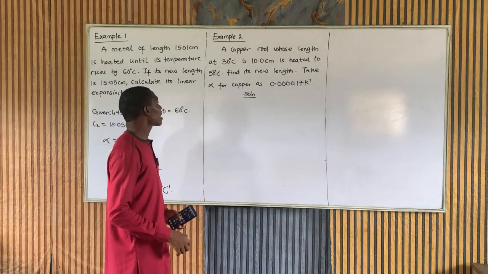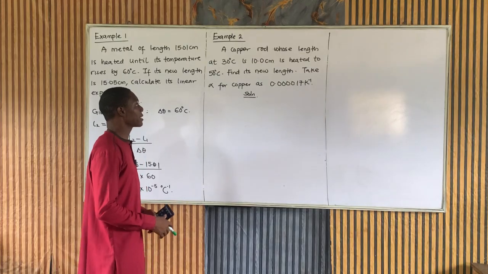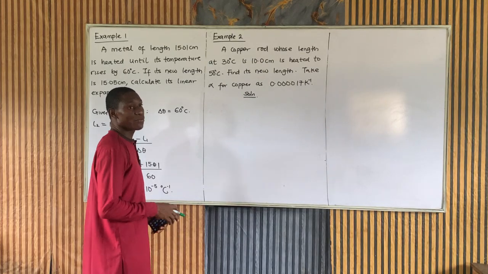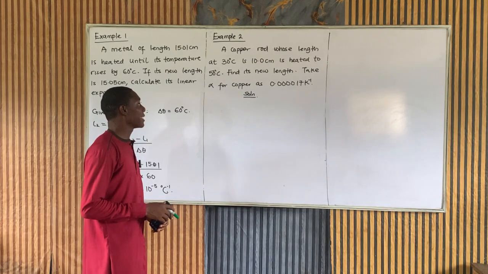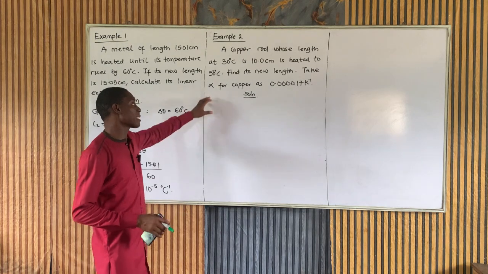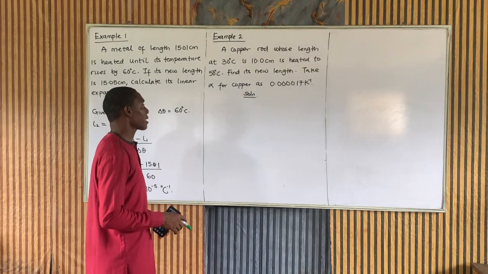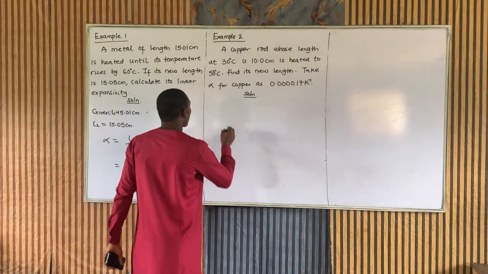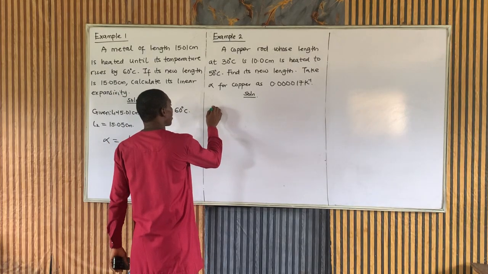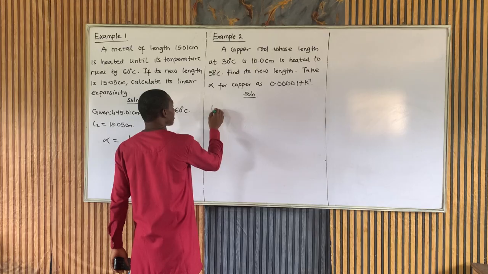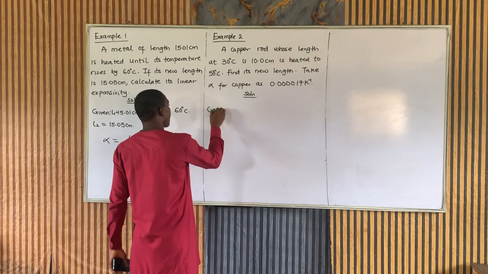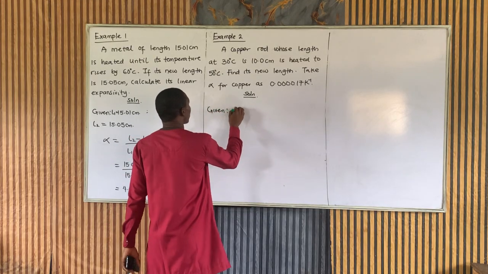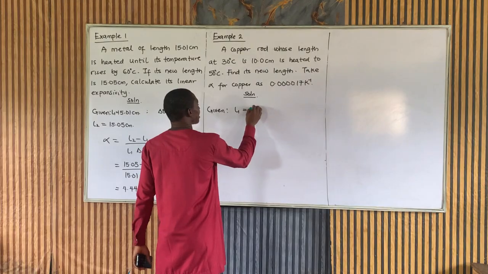A copper rod whose length at 30 degrees C is 10.0 centimeter is heated to 50 degrees C. Find its new length. Take alpha, that is linear expansivity of copper, as 0.000017 per Kelvin. Now, let's write out what we are given first. We have our L1 to be 10 centimeter.